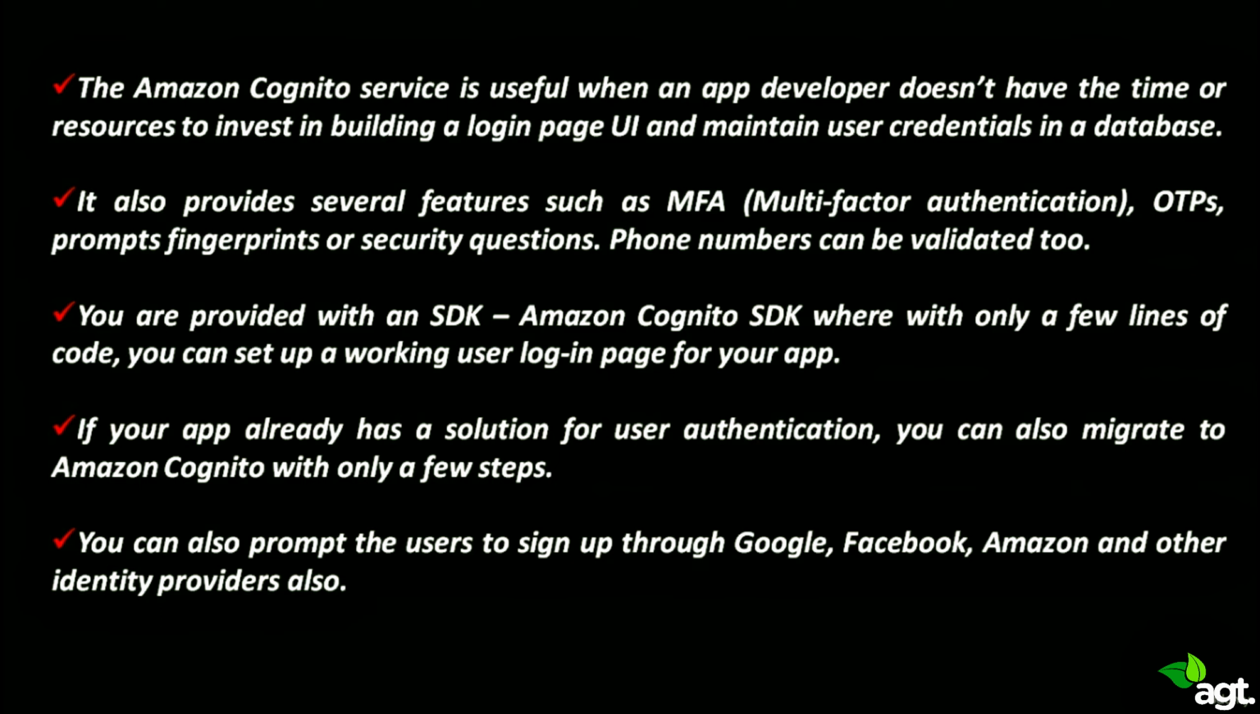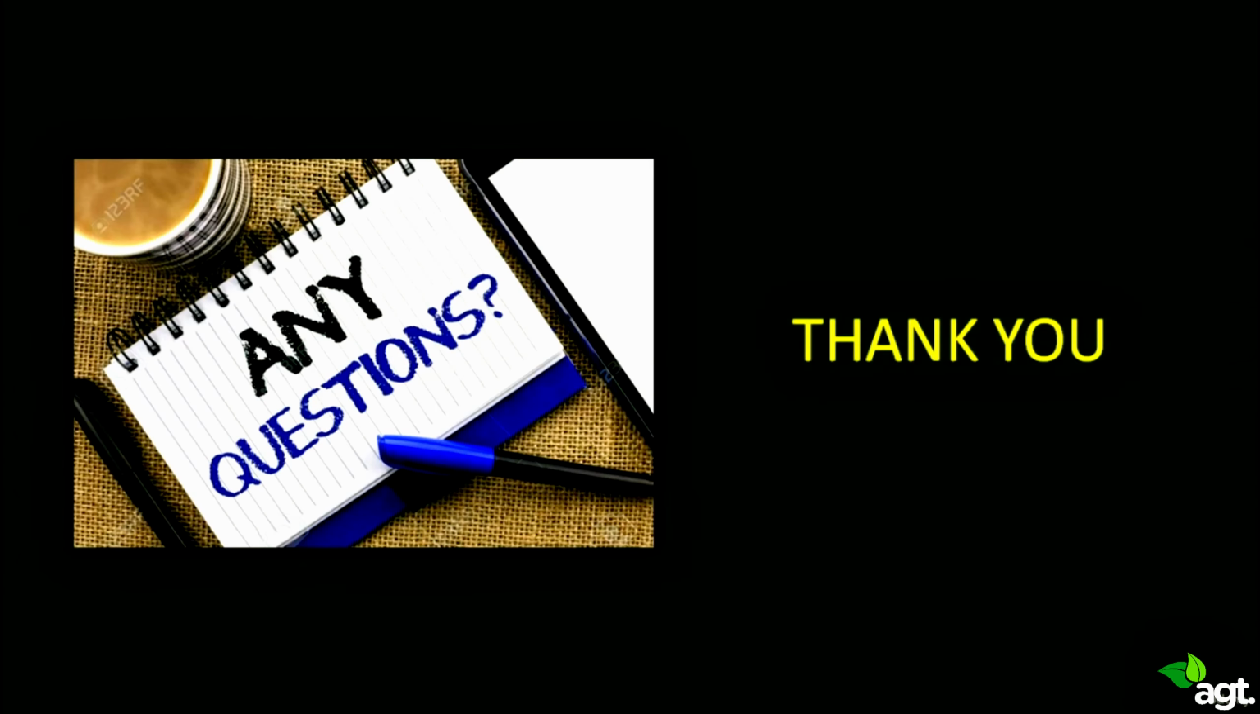And if your application already has a solution for user authentication, you can also migrate to Amazon Cognito with only a few steps. You can also prompt the user to sign up through Google, Facebook, Amazon and other identity providers. With all these benefits, the cost of the first 50,000 monthly active users is totally free, and it scales itself as the user pool expands, for a minimal amount per user after the free limit. So this service is very ideal for app developers with budget constraints who want their application to get going as soon as possible.